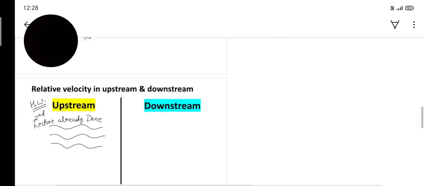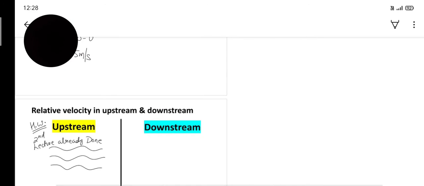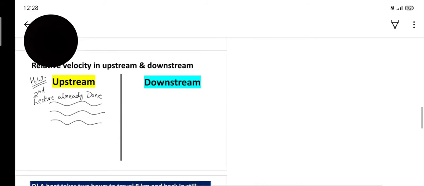Now relative velocity in upstream and downstream. I have revised it already. Upstream means negative, and downstream is positive. V plus v1 plus v2.